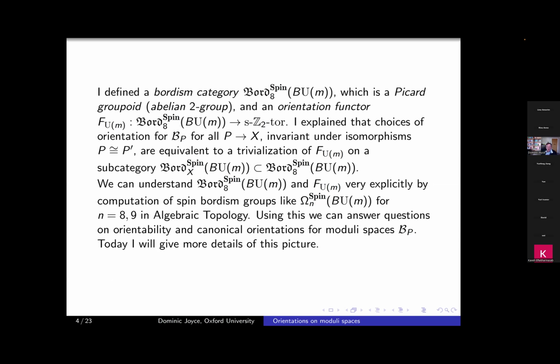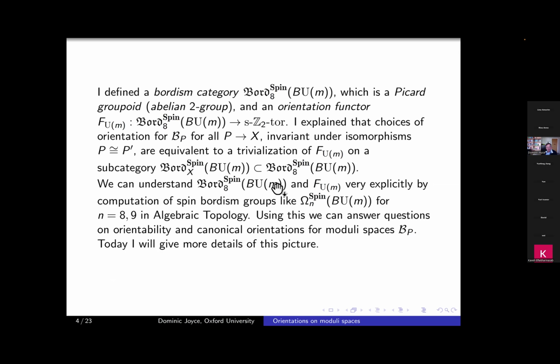And I told you that choices of orientation for the moduli spaces BP for all principal bundles P over X, where your choice should be invariant under isomorphisms of principal bundles, a set of such choices is equivalent to a trivialization of this functor on a subcategory of this Picard groupoid, depending upon the manifold X.